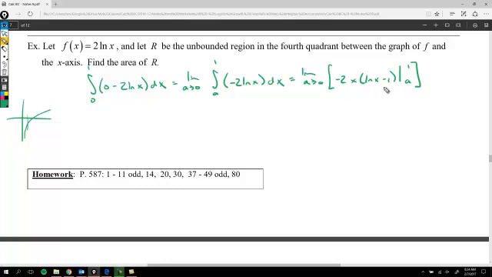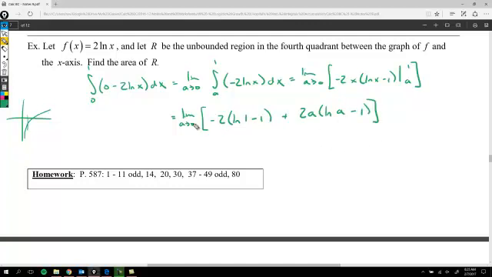Alright, so this is the integral of natural log of x. And then I do the first fundamental theorem. So I have negative 2 times (1 natural log of 1 minus 1) plus, because there's a negative there, 2a times (natural log of a minus 1).